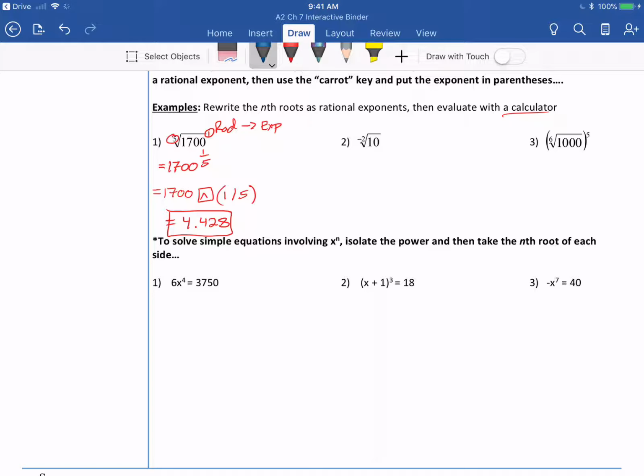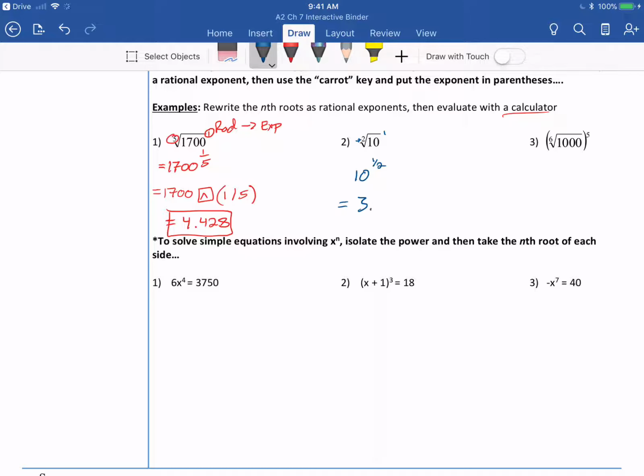Different things like that. Make this into a plus here. I don't think that copied over anyways. This should be a plus. So that's a 1 there. So now I have 10 to the 1/2 power. So I put that into my calculator.